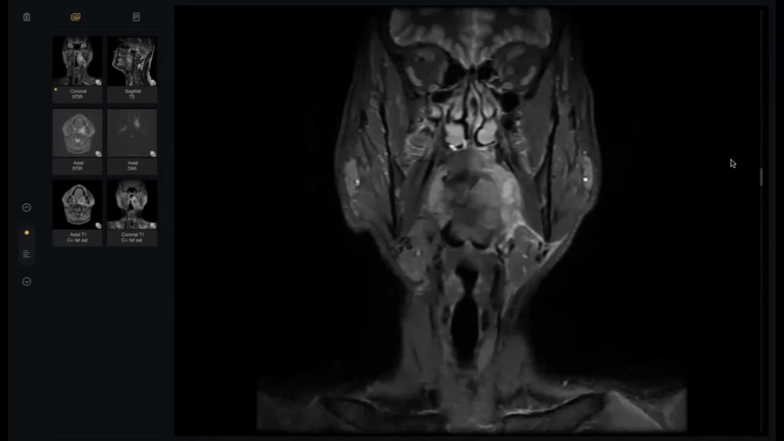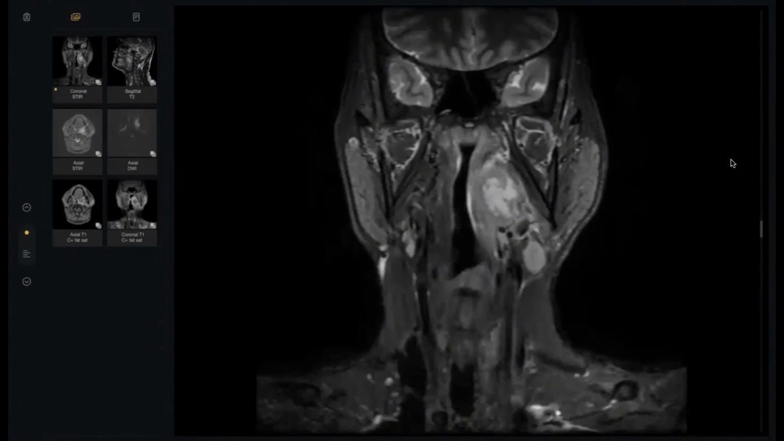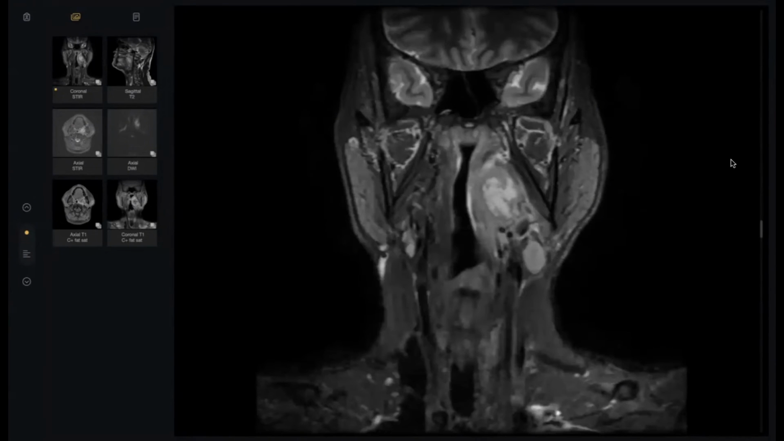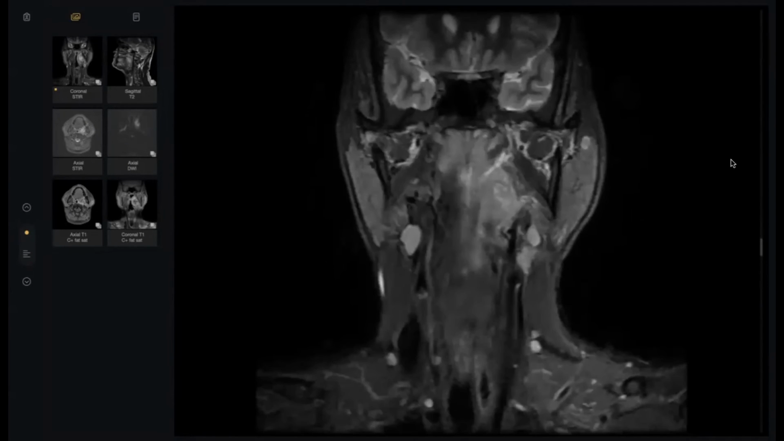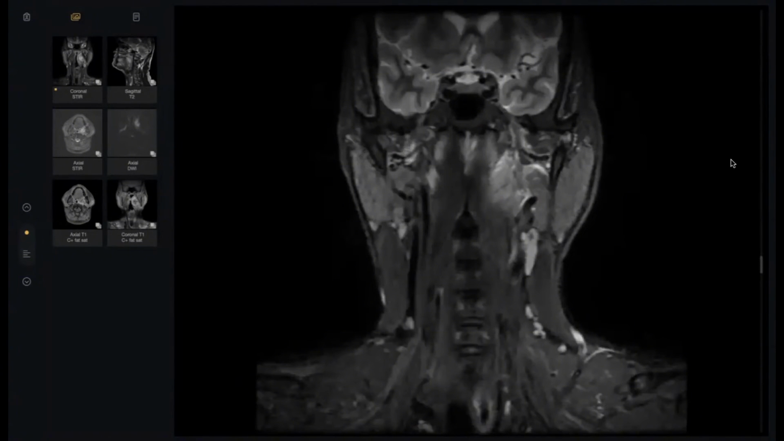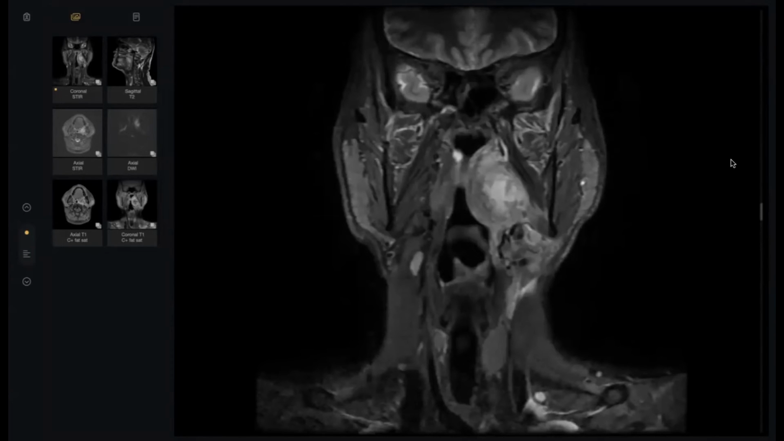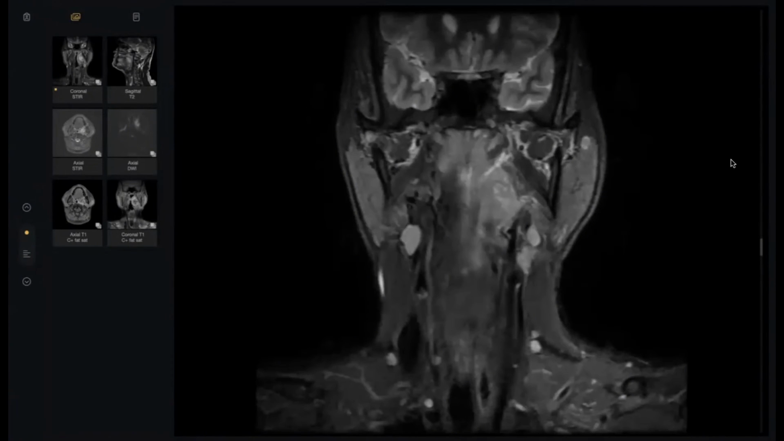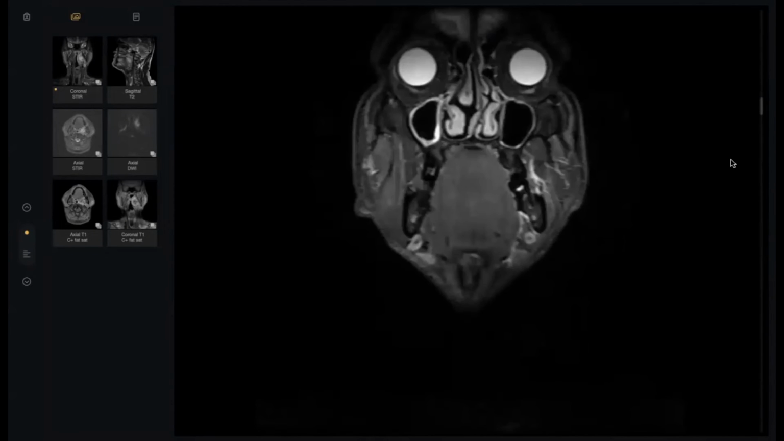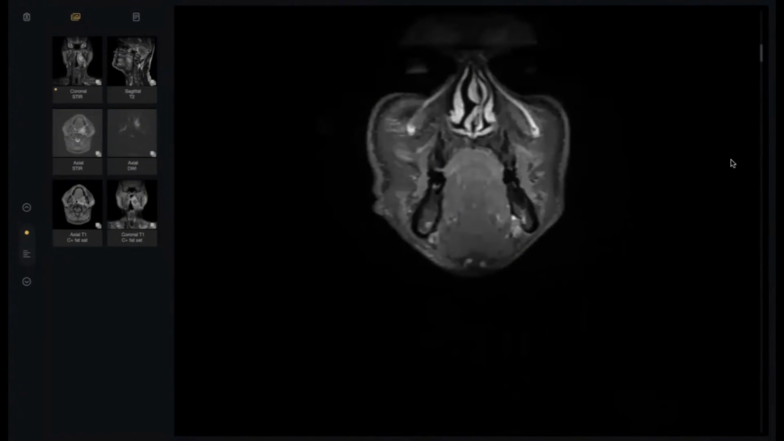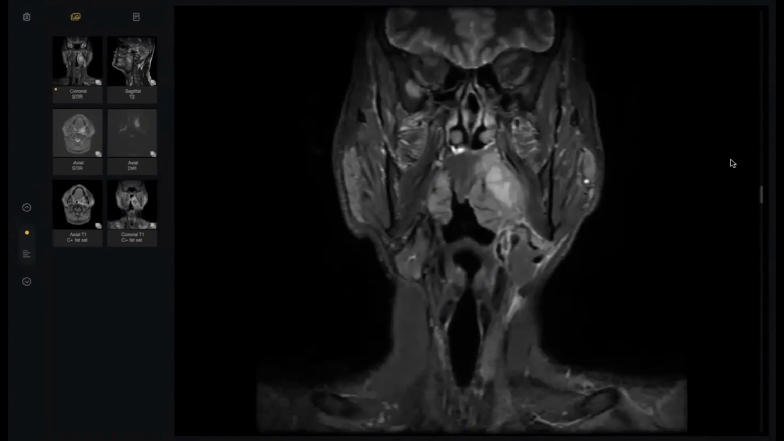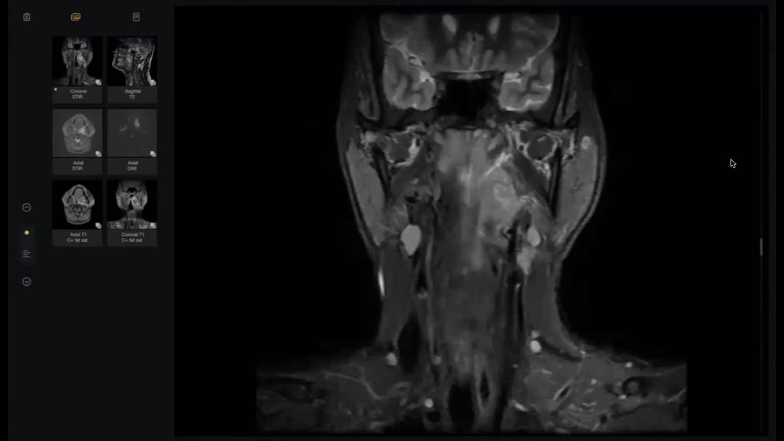causing narrowing of the oral cavity at this level. I can also appreciate prominent cervical lymph nodes, predominantly on the left side, one enlarged at the inferior aspect of this lesion. Scrolling down. Diagnosis? Correlate with the history, please.